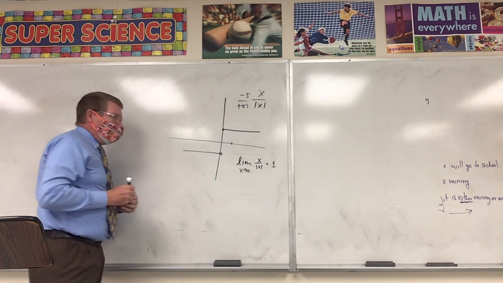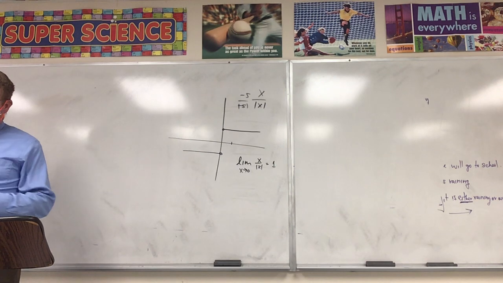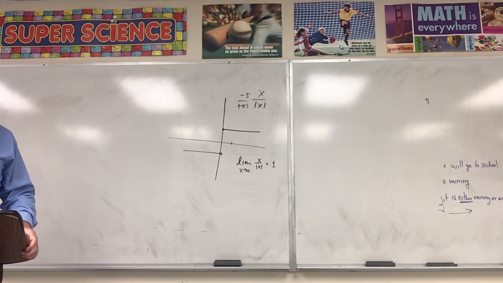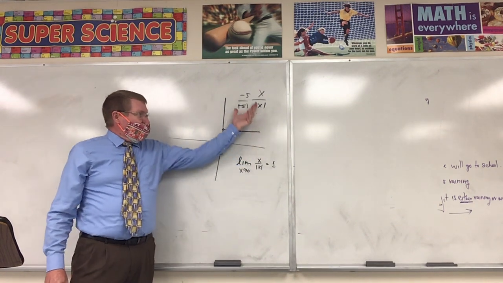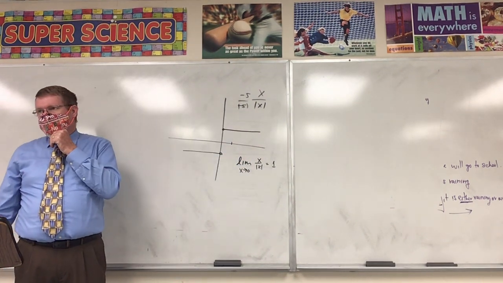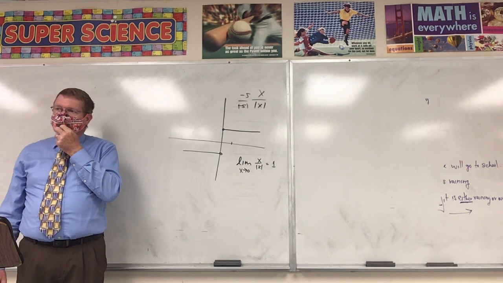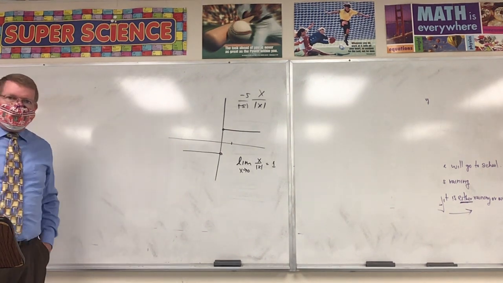You don't necessarily have to use the graph. You could, but you don't have to. Because you say if I'm on the positive side, I'm going to have a positive number over a positive number, which is positive 1.